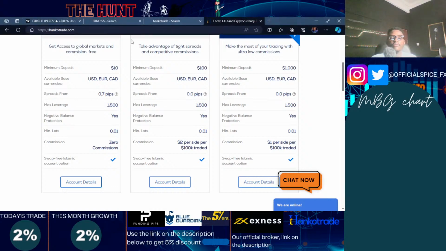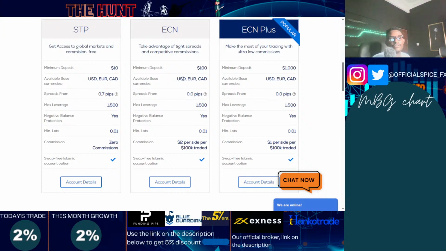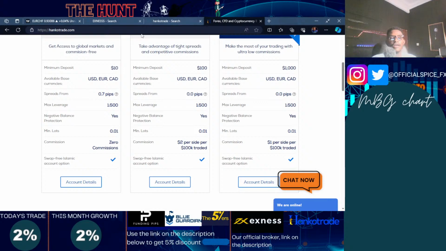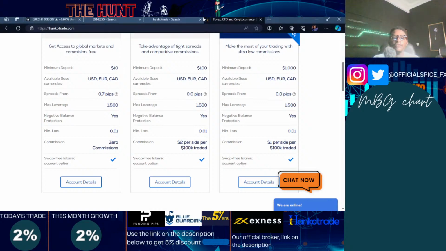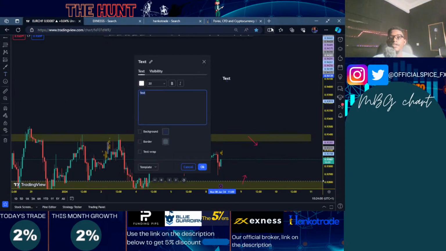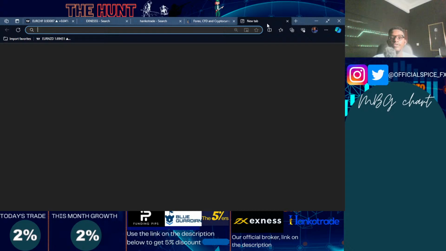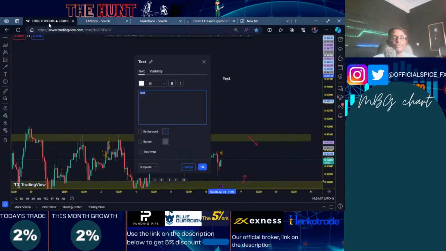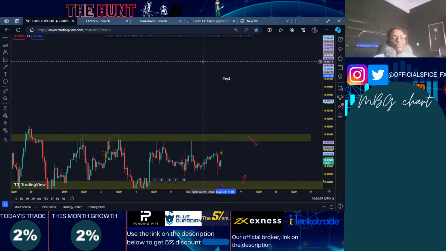All right, but if you have $100, or maybe $50 and below, I would recommend HotForex. They give you 1 to 1,000 leverage, even 1 to 2,000 leverage. And one thing I like about HotForex is that it doesn't have spread at all. Zero spread.